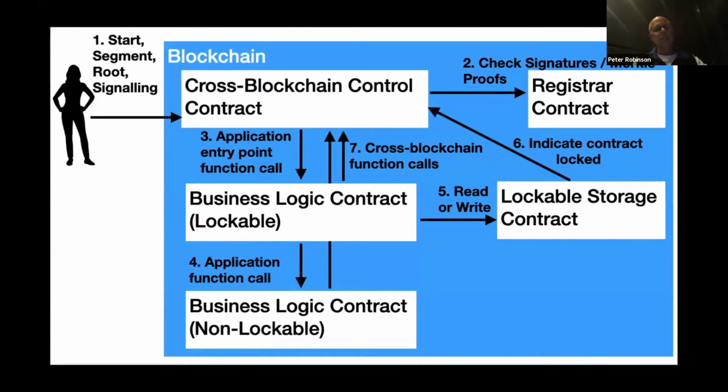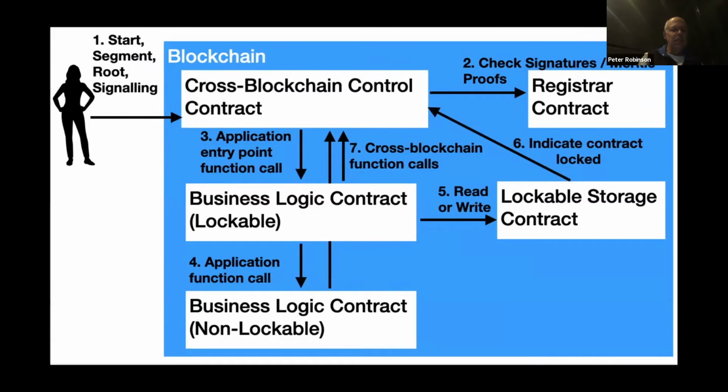What happens is you fire your segment or your root into the cross-blockchain control contract. You check that the signatures are okay and that you trust the values and events that you're being given, for instance, the start event. Then you call the application entry function call. If you're in a segment, you'll be in a certain part of the overall call graph, and so you'll execute that.